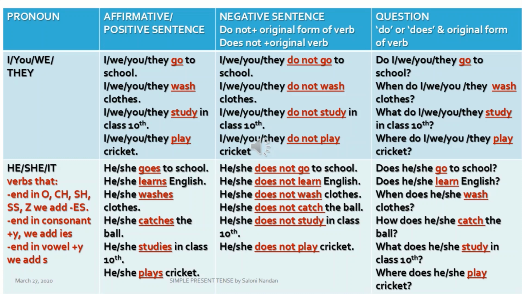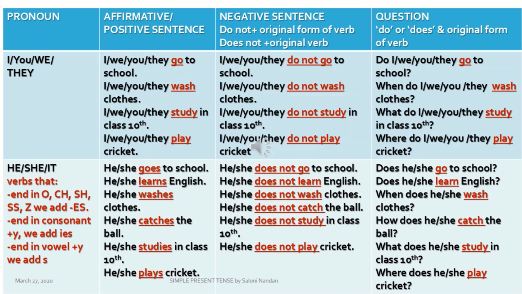The verb ends with SH, so we add ES to it to make a simple present tense in affirmative or positive sentence. The verb in the next sentence is catches. The verb ends with CH, so we add ES to it to make the simple present tense of the affirmative or positive sentences. We say he, she catches the ball.